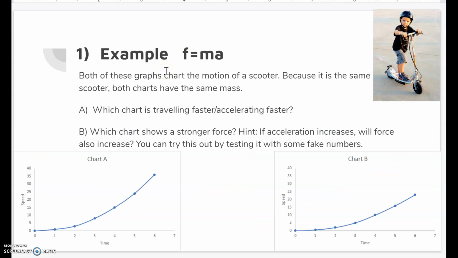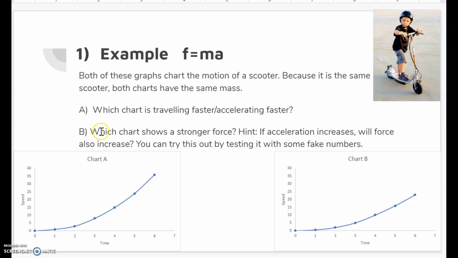And so here's a little example for you to think about. Both of these graphs chart the motion of this scooter. Because it is the same scooter, both charts have the same mass, so mass is exactly the same here. Part A of this question, which should be answered in the document as well: which chart is traveling faster, accelerating faster? So out of these two, which one has a faster acceleration?